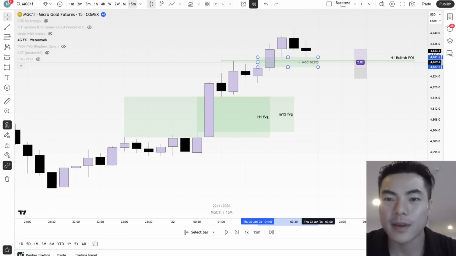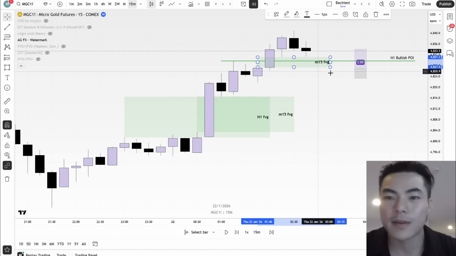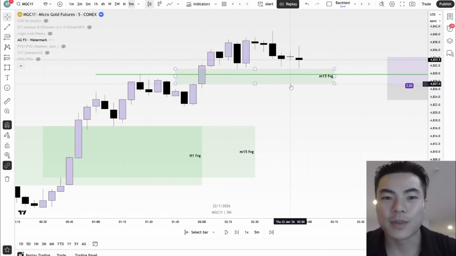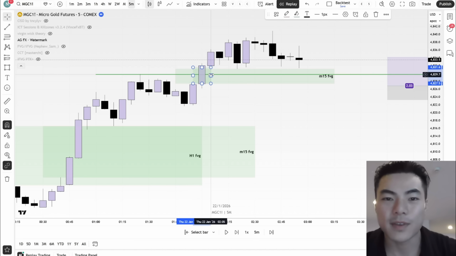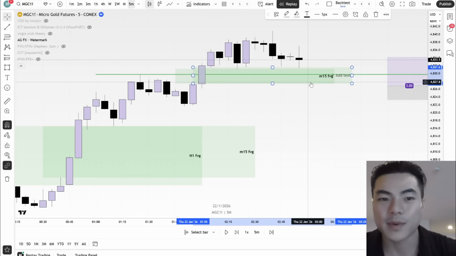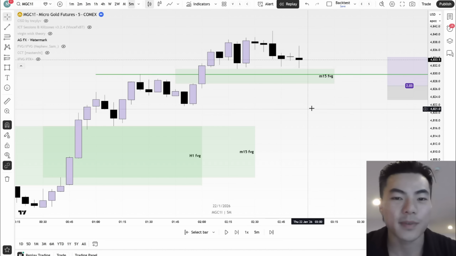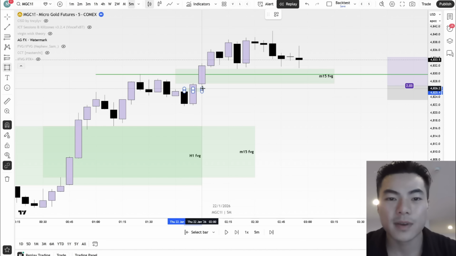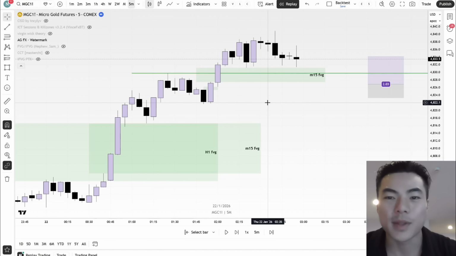And here. So, looks like everything is there. Everything's set up nicely. There's a 5-minute there as well, but we don't need to mark that because the 15th's there. Nice little 5-minute gap here as well. Yeah, so plenty of confluences.